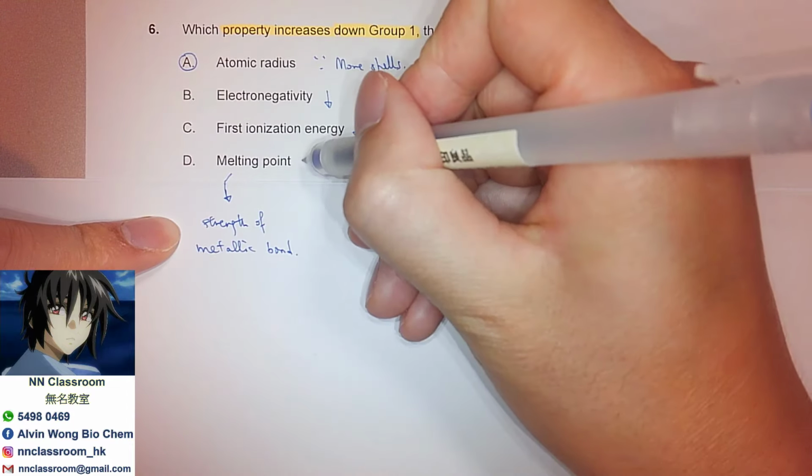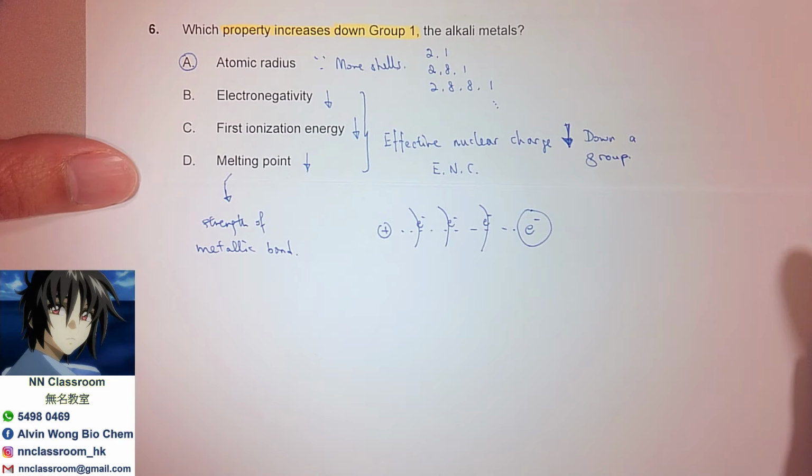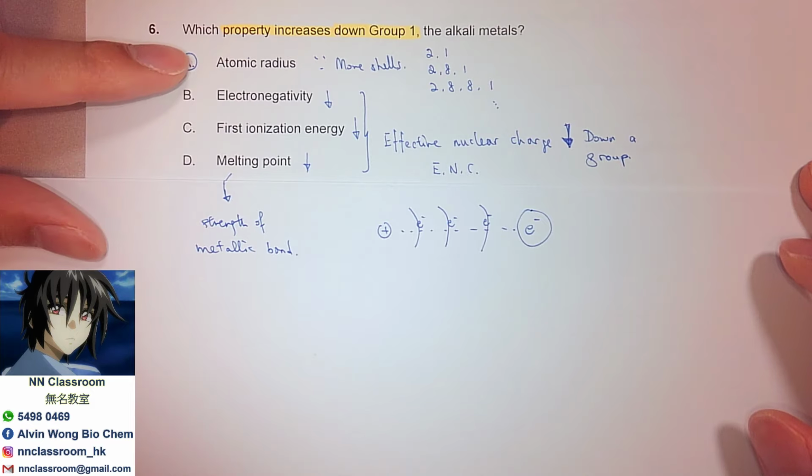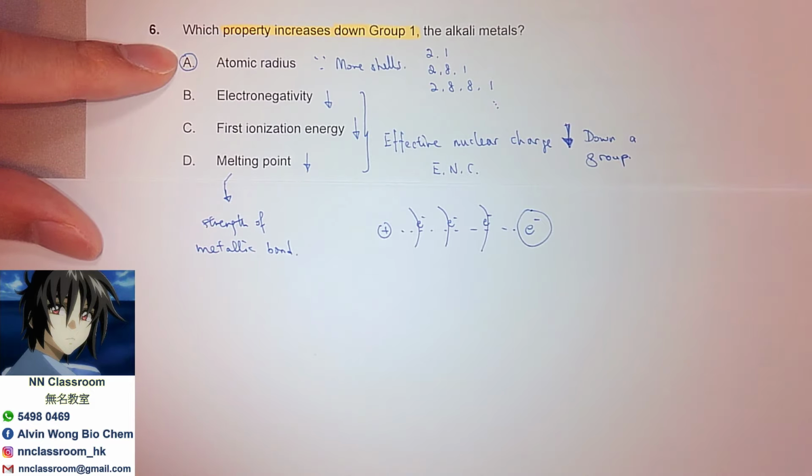So that also explains why melting point is decreasing down group 1, as well as other physical properties like rigidity, the strength of the metals, which is decreasing. So only the size is going to be bigger and bigger. So that's why the answer is obviously A.